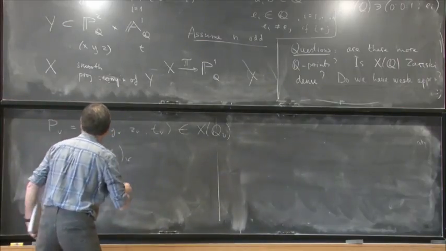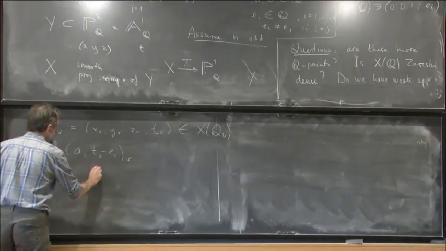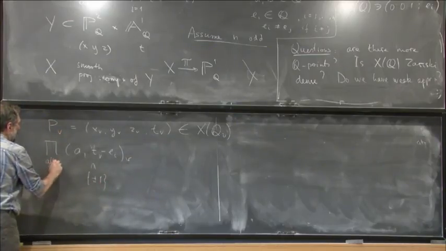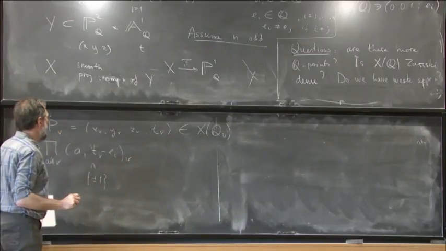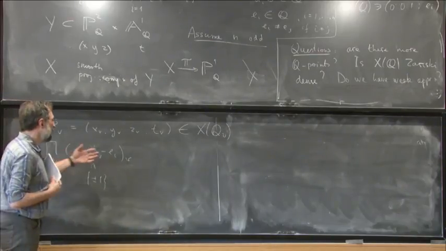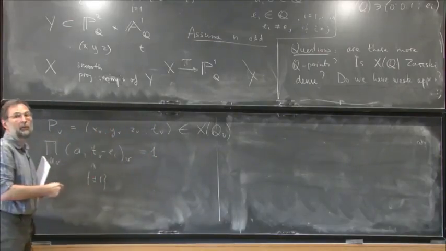So it makes sense to consider the product of these plus minus 1s. So this is just an element of plus minus 1. And I'm taking the product for all places v. And if my family can be approximated by a rational point, then by continuity, this must be equal to 1 by the product formula for the Hilbert symbol.